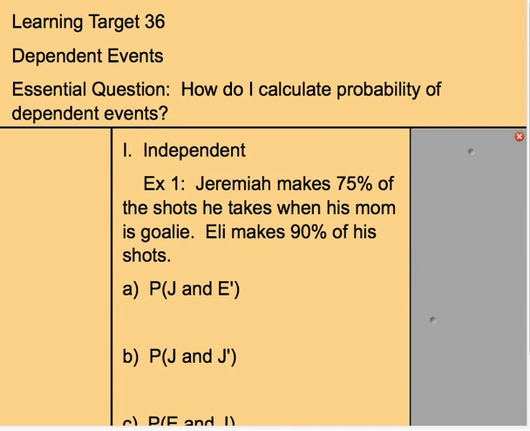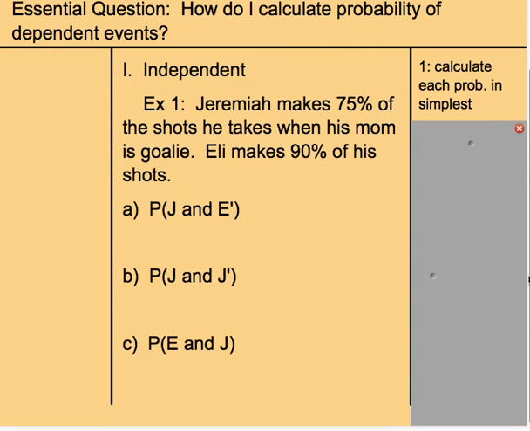So first we're going to review independent probability. This is what we did in class on Friday. And that is when, again, the first event does not change what could possibly happen for the second one. So if Jeremiah makes 75% of the shots he takes when his mom is goalie, and Eli makes 90% of the shots, we're going to calculate some probabilities. So the first thing you do is calculate each probability separately in simplest form.